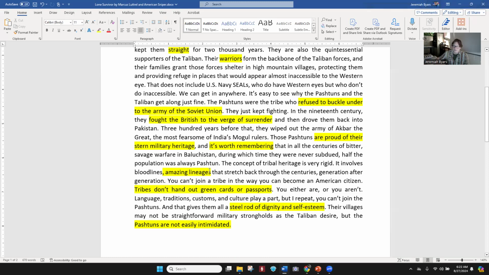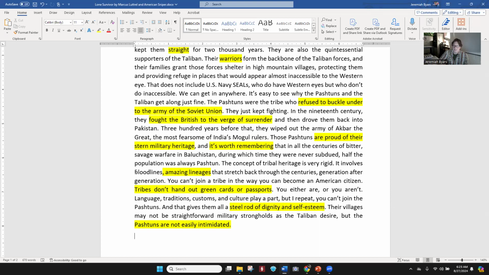Amazing lineages. He's literally praising this line of people. And then he goes through this whole thing about how you're born this way. You can't just get a green card or a passport. I read this as him having a sort of pride in being born free, born American. He respects that about the Pashtuns, where you just can't become a Pashtun. You had to be born that way. I don't know this guy, but to me, he seems to really respect this idea that you're born a certain way rather than getting it through paperwork.